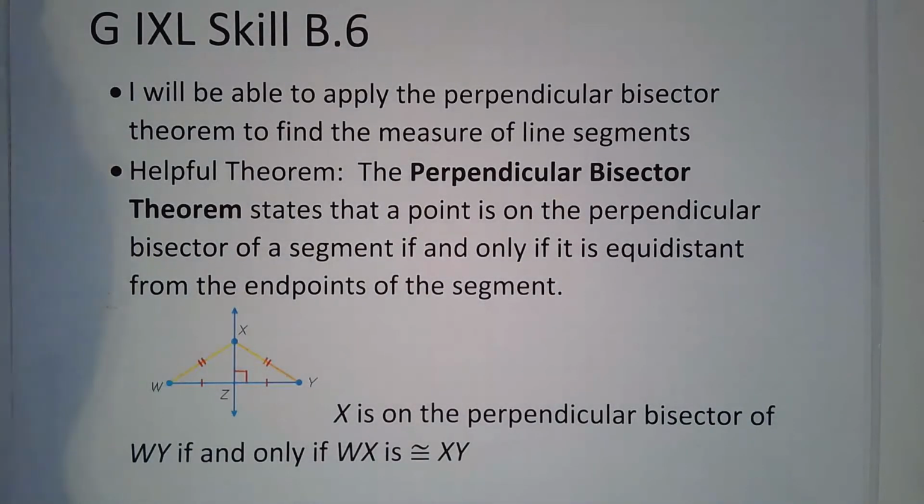We are going to be covering Geometry IXL Skill B6. That has to do with perpendicular bisectors, and so you will be able to apply the perpendicular bisector theorem to find the measure of line segments. And this is the theorem. The perpendicular bisector theorem states that a point is on the perpendicular bisector of a segment if and only if it is equidistant from the endpoints of the segment.